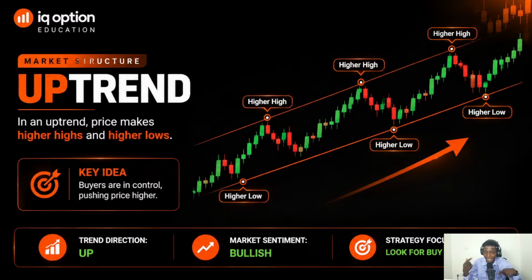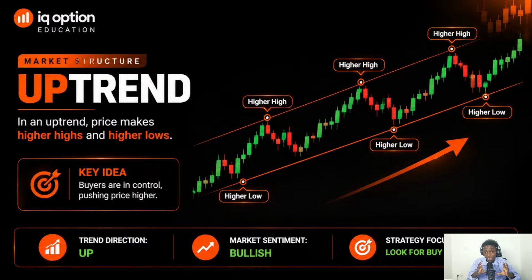When you look at your screen right now, at the image that we have currently, this is what a higher high and a higher low means. Awesome. So higher high, higher low, higher high, higher low. That is the structure, and it tells us that buyers are currently in control of the market, that the buyers have much stronger control of the market than the sellers.